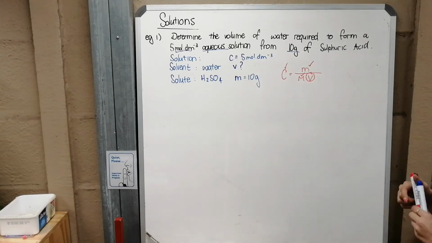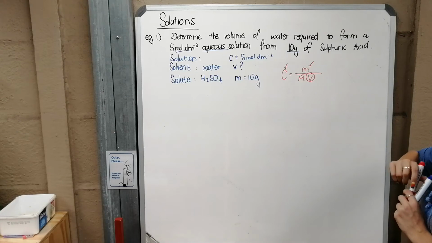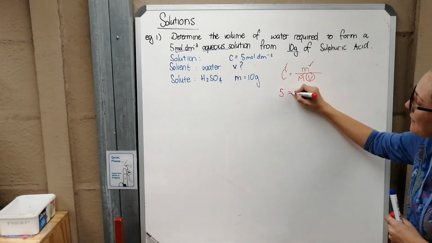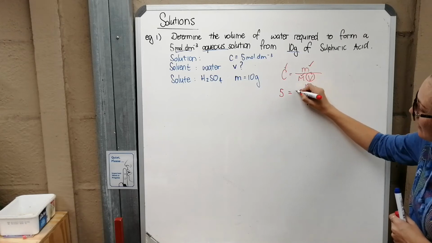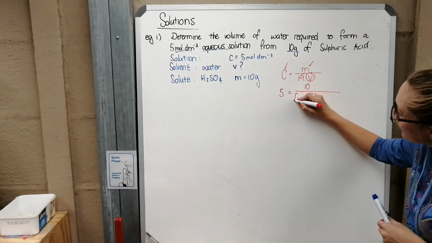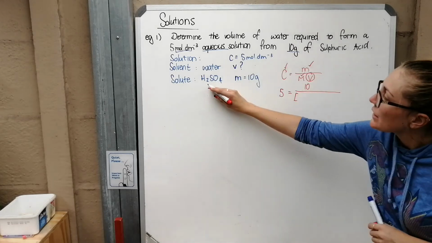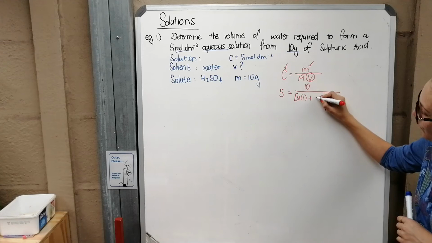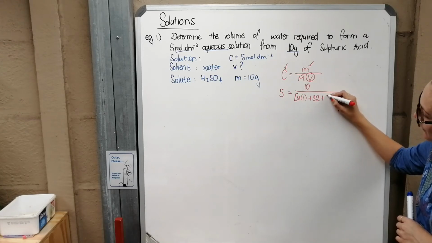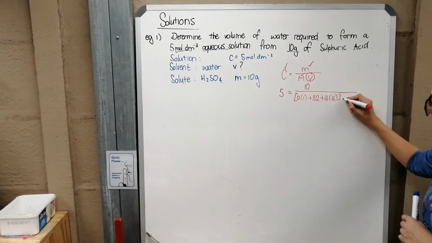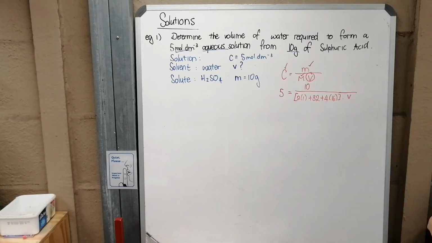Okay, so we write down the formula because it's worth a mark, and then we start substituting. So concentration is 5, mass is 10, molar mass of H2SO4 is going to be 2 times the molar mass of hydrogen plus 1 times the molar mass of sulfur plus 4 times the molar mass of oxygen, and then multiplied by our unknown volume V.